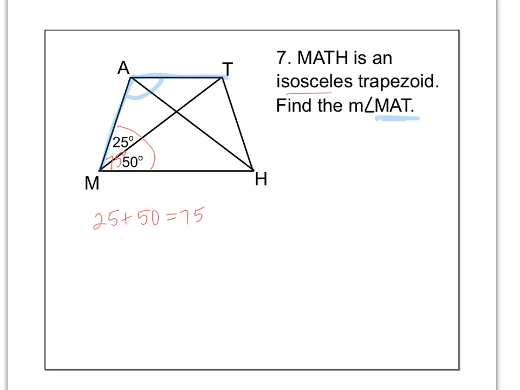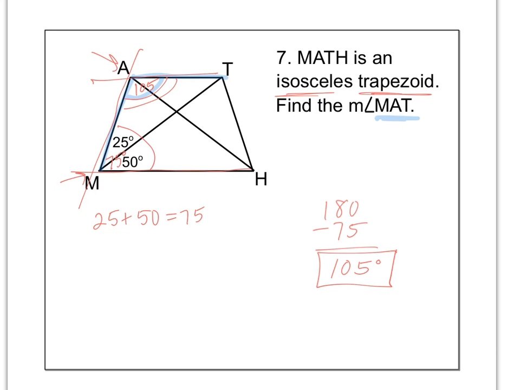Now remember, if we have an isosceles trapezoid, non-base angles like angle A and angle M should add up to 180 because they're between parallel lines, and this is like a transversal. So they're kind of like consecutive interiors, if you remember those. And they should add up to 180. So what I do is I just do 180 and I take away the 75, and I have 105 left. So up here must be 105. So 105 is the measure of angle MAT.